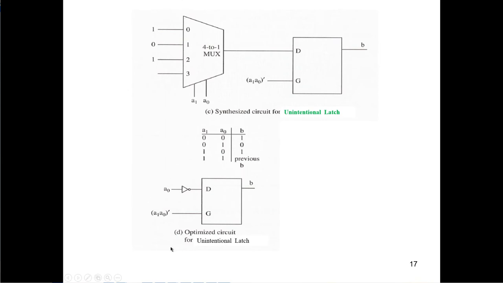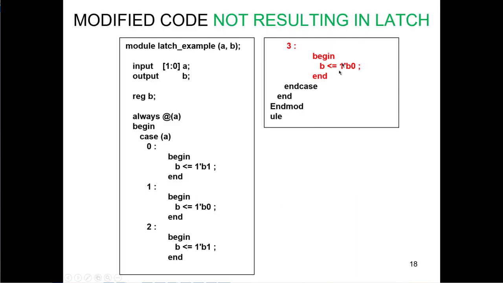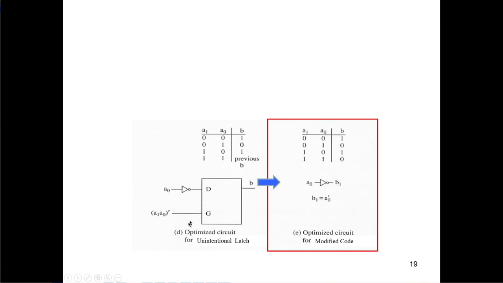You don't even have the multiplexer. So it's amazing the optimization that can occur. If you want to modify your code, now you can have a case 3. So now you've covered all possible values of A, and you specify that B is 0 in the case of case 3. And in this case then, now that you have this table, you can see that the output of B does not depend on A1, so it's just the inverse of A0. So that's your optimized code.